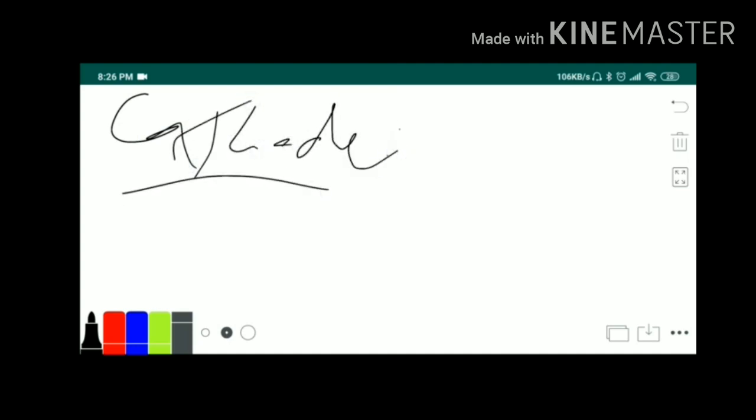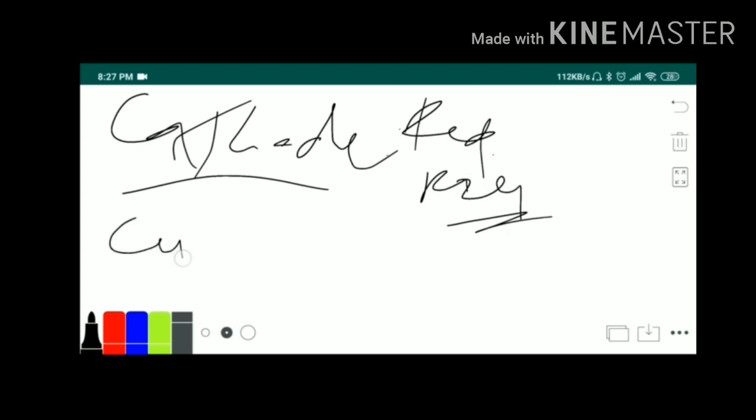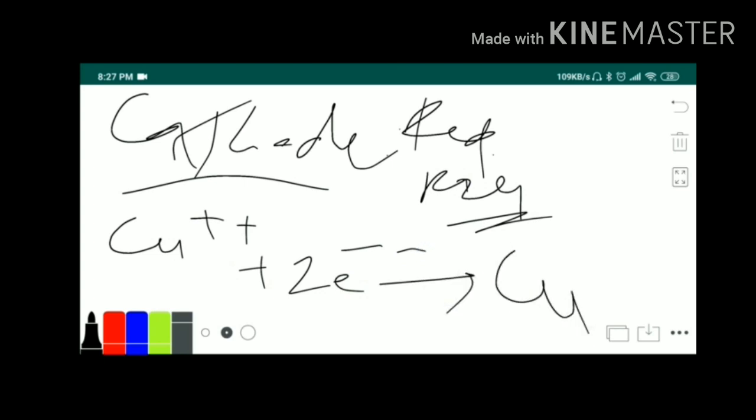So at the cathode, what happens is reduction. Reduction is what? Gaining. So Cu++ will accept 2 electrons to become copper. This reaction takes place here.